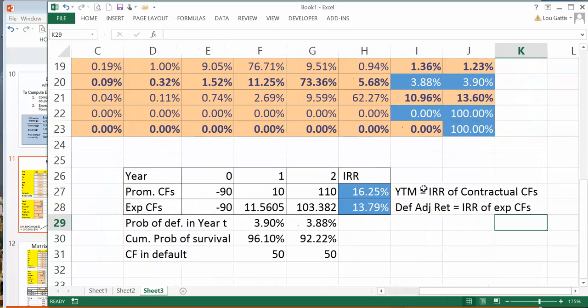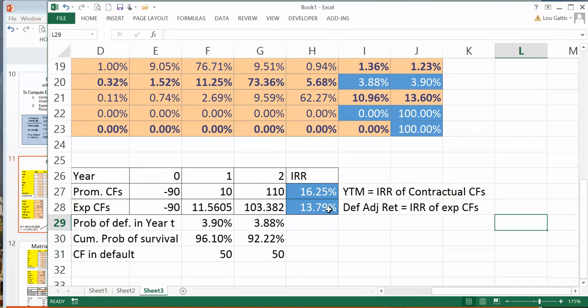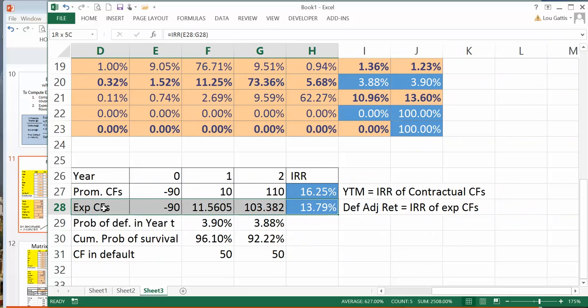Right, this is the number that's more important when thinking about buying, say, a corporate bond, because this is the number that adjusts for the fact that the bond is risky, could default, and get a lesser amount.